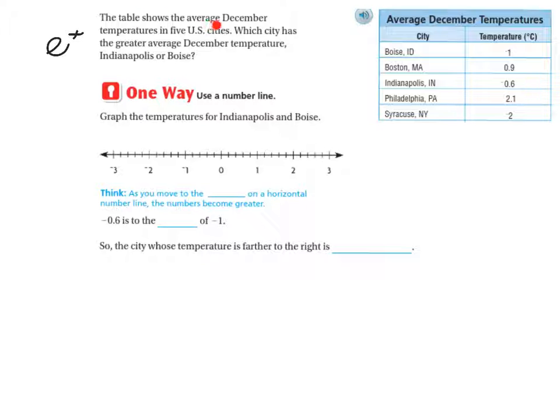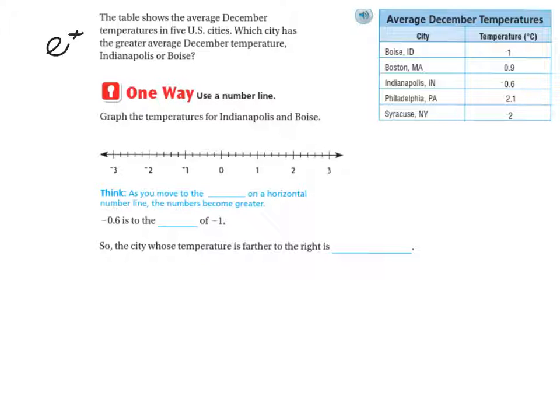This table shows the average December temperatures in 5 U.S. cities. So we're looking at the cities, here's the average temperature, and it was in December. Which city has the greater average December temperature, Indianapolis or Boise? So I'm going to show you two ways to do this. The first one is I'm going to use a number line.